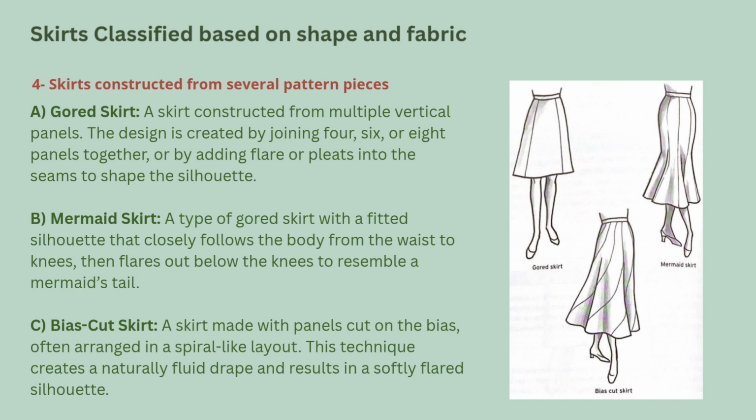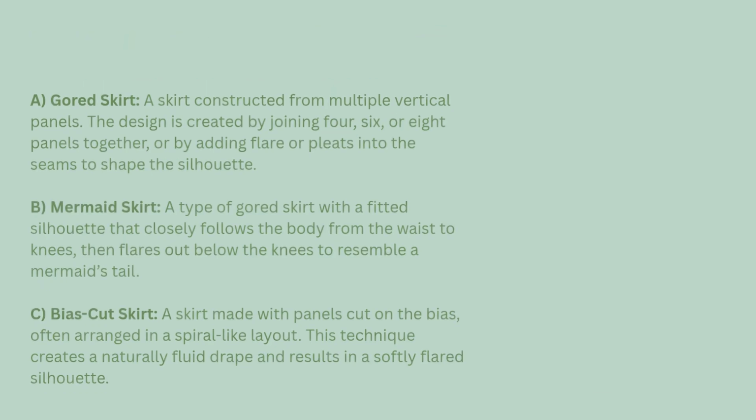Mermaid skirt is a type of gored skirt with a fitted silhouette that closely follows the body from the waist to knees, then flares out below the knees to resemble a mermaid tail. And the bias cut skirt is made with panels cut on the bias, often arranged in a spiral like layout. This technique creates a naturally fluid drape and results in a softly flared silhouette.